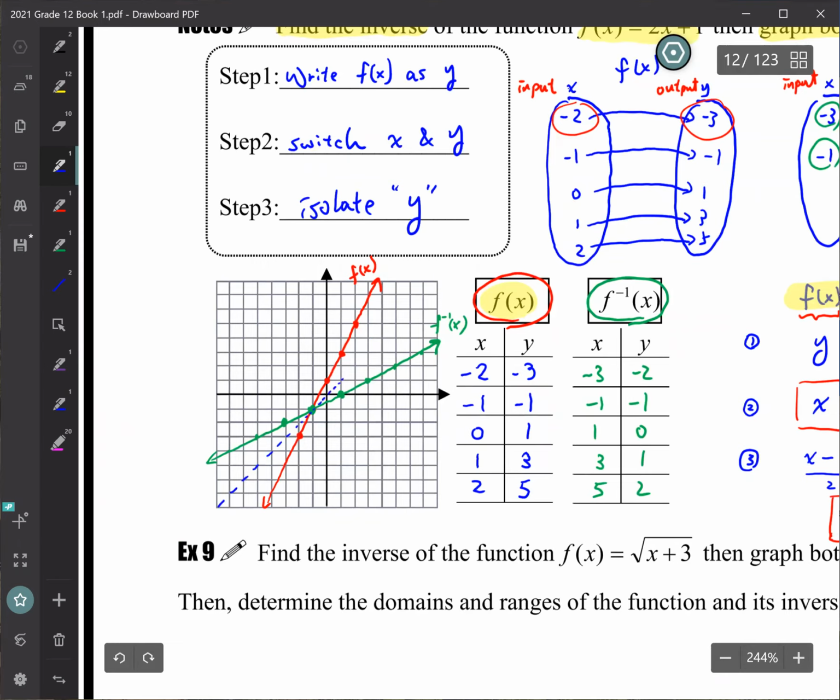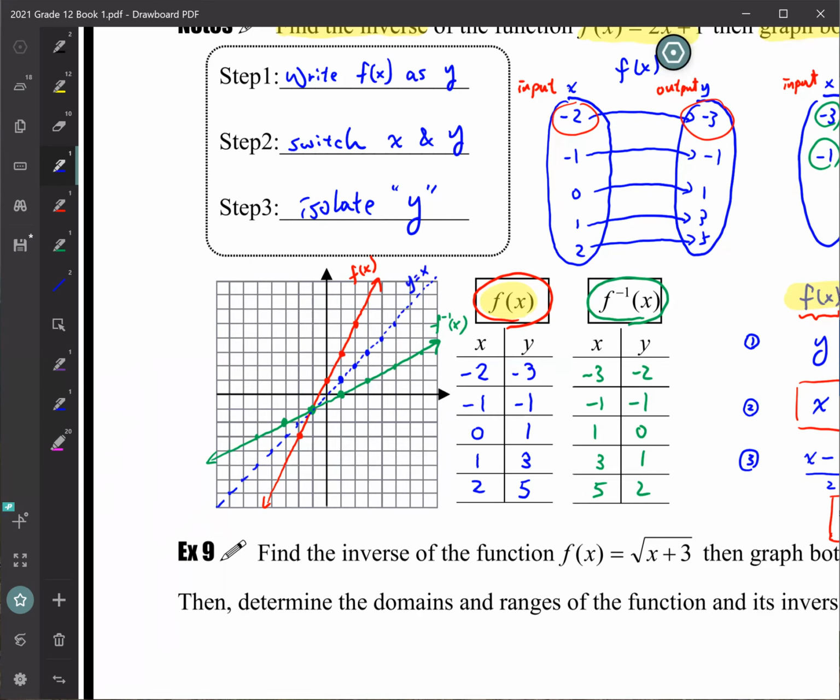Okay, so this blue dotted line is the symmetry line. If you look at the points on the symmetry line, the X and Y points are always the same. For example, this one is 1, 1, 2, 2, 3, 3, 4, 4, 5, 5, right? Same with the other side. It goes through the middle when the X and Y are the same. So that equation line is called y equals x.